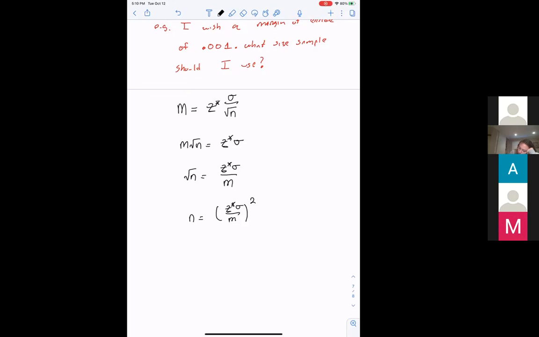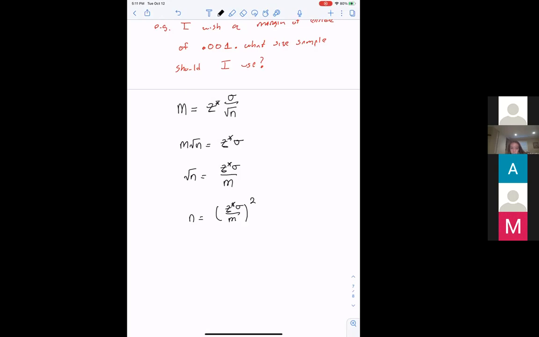1.96. What was our sigma? Two. What margin of error are we hoping for? 0.001. So let's go ahead and calculate what size sample I would need. It's a pretty big number. It's like 15.5 million.